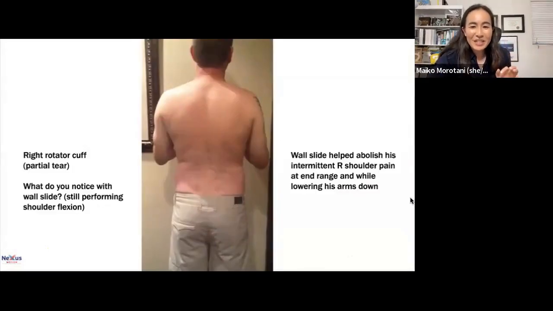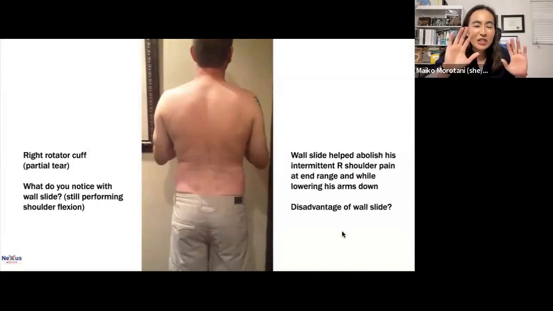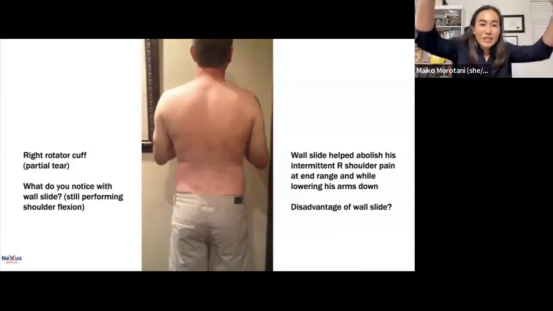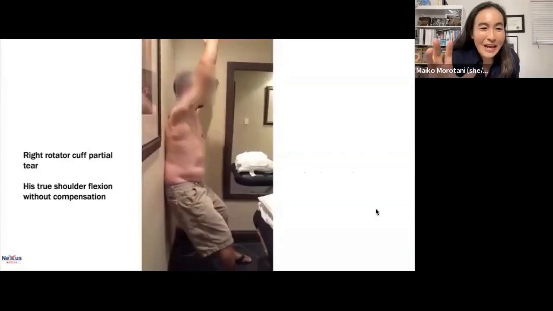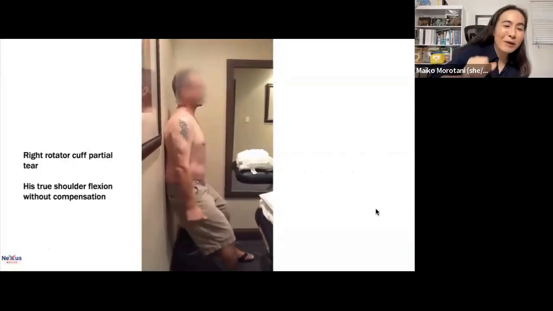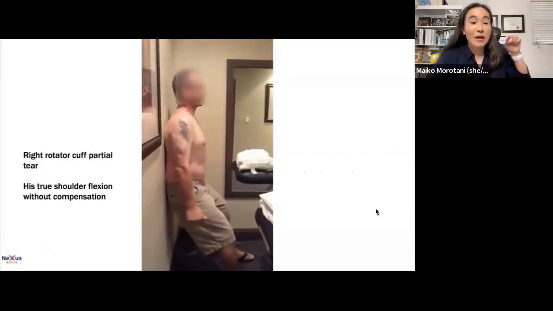That's the big issue with the wall slide, is if someone tends to be in too much scapular internal rotation because they're trying to reach for the wall, it doesn't help to correct that. I would hate for the humerus to keep going once the scapula stops moving, but he was also getting compensatory motion from the lumbar spine.